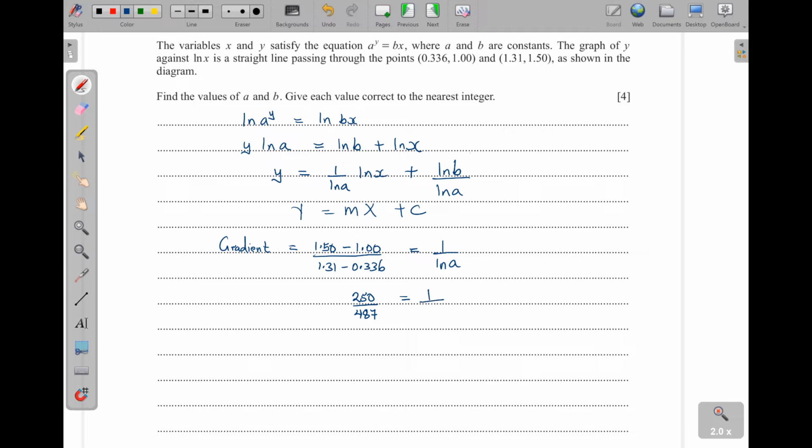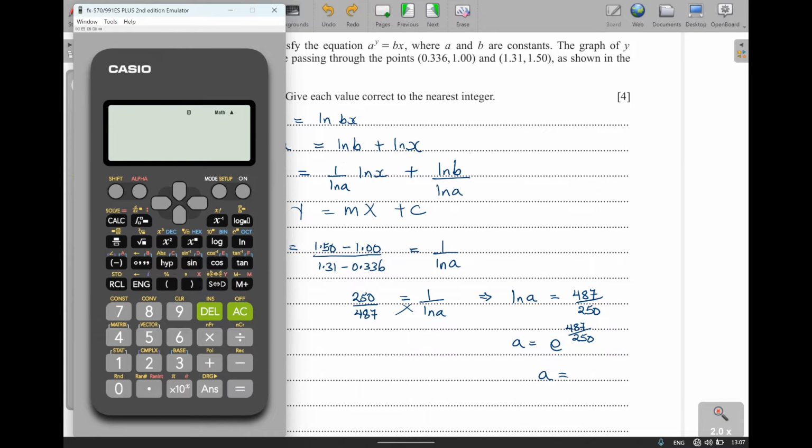250 over 487, which is equal to 1 over the natural log of a. That means when I cross multiply, this simply implies that natural log of a is equal to 487 out of the 250. So then our a will be equal to e to the power of this whole thing over that. And remember, we are supposed to write our answer to the nearest integer. So what do we get? e power the whole of this. So shift, then natural log, then the e comes there. We have 487, then divide by 250. This one gives us 7 point whatever, but then to the nearest integer, a will be equal to 7.